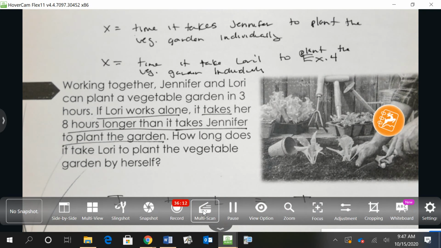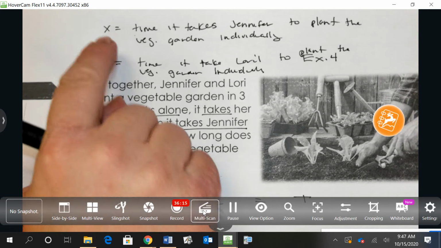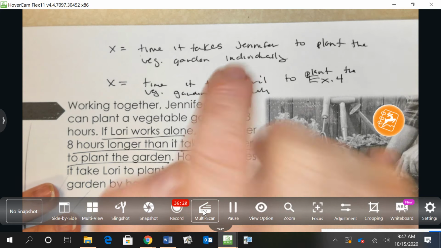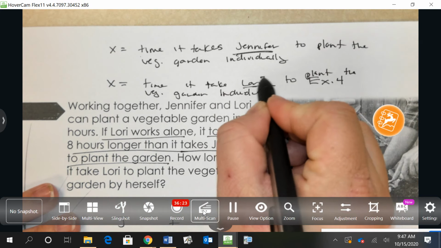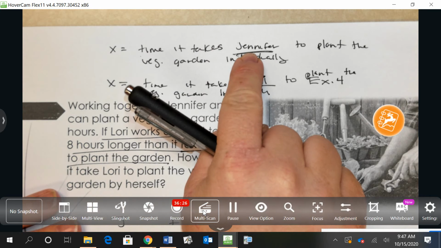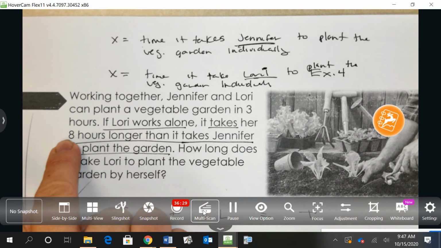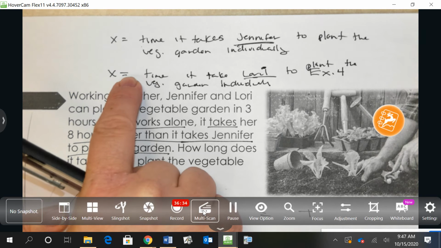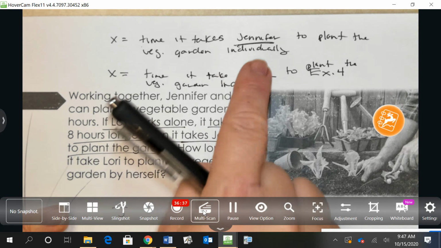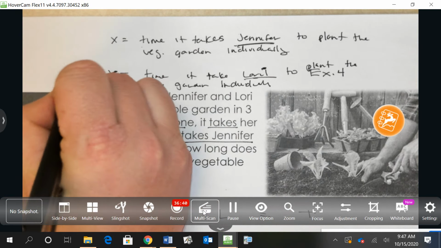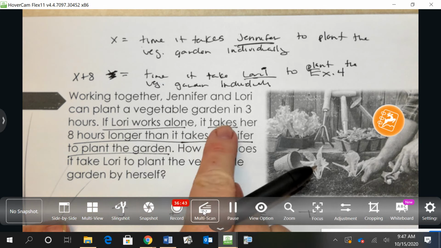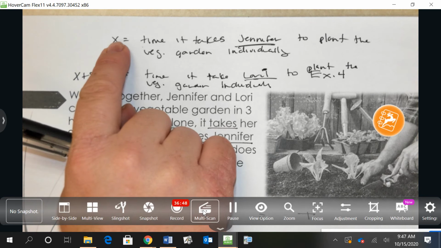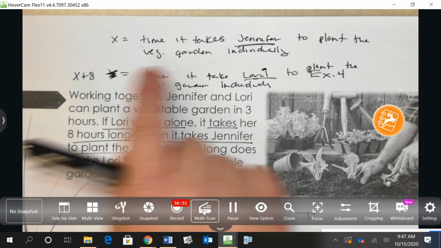Okay, now let's adjust it. Let's make this up. I have no idea. Let's just say 10, for instance. We know Jennifer is the faster person, and this says how much faster she is. So if it takes Jennifer 10 hours to plant the vegetable garden by herself, that means it would take Lori 18 hours because she's 8 hours slower. It takes her 8 hours more to do the same task. So let's readjust this to x plus 8. I'm choosing 8 because it says it takes her 8 hours longer. Let's do one more. Let's say it takes Jennifer 5 hours. Well, if it takes Jennifer 5, 5 plus 8 means it would take Lori 13.